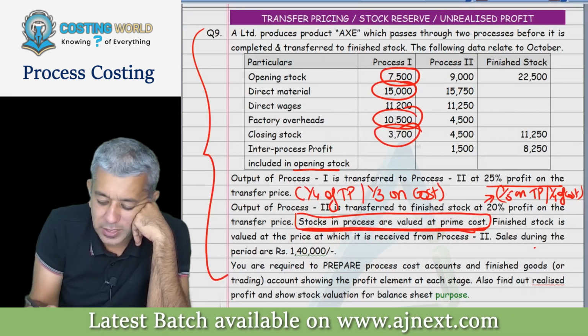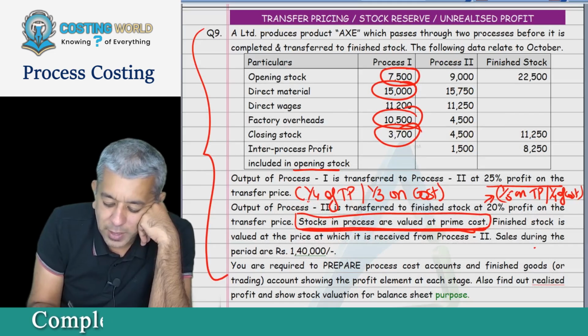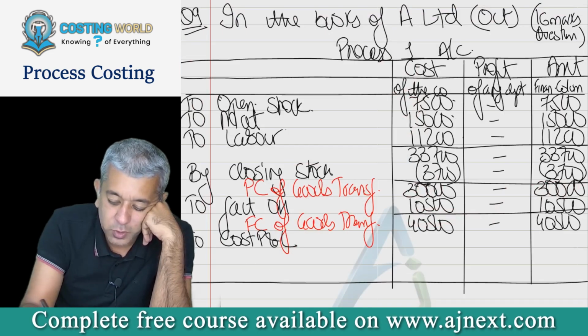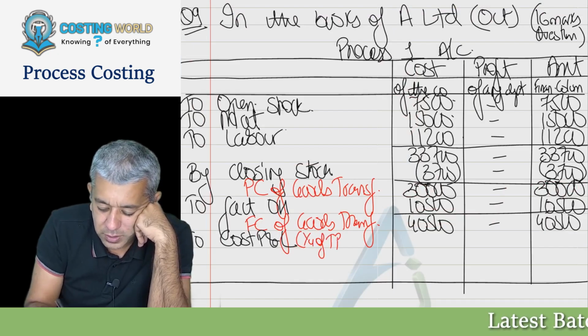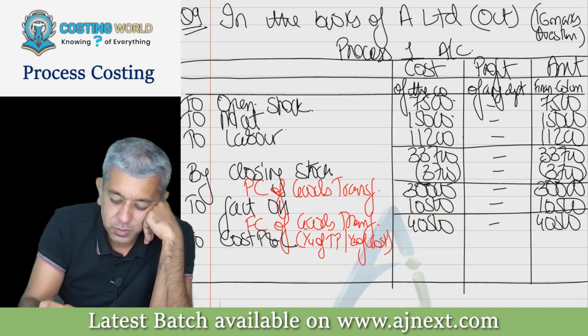Okay. So the question says whenever P1 transfers to P2, it will charge a markup of 1/4 of transfer price. 1/4 of transfer price is 1/3 of cost. So therefore, 1/4 of transfer price, 1/3 of cost.